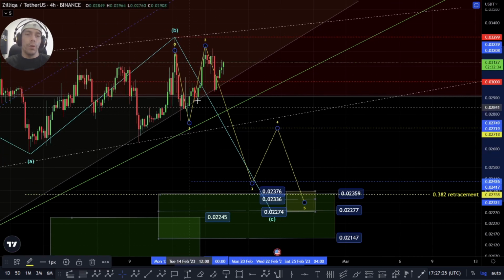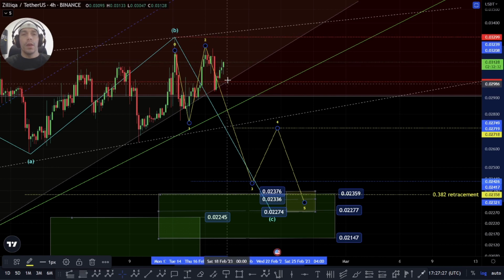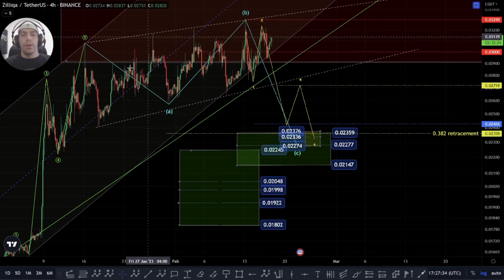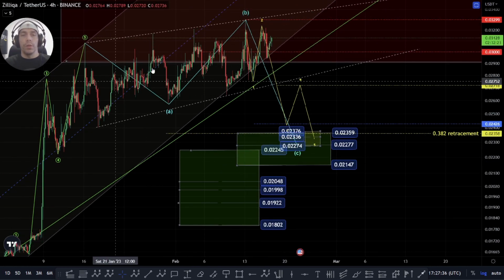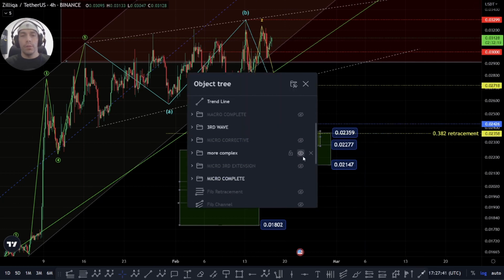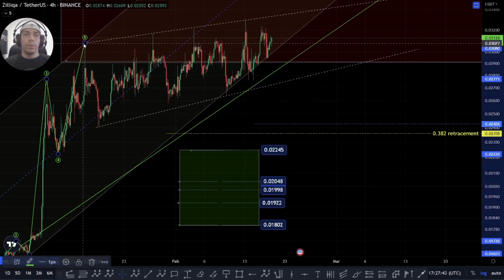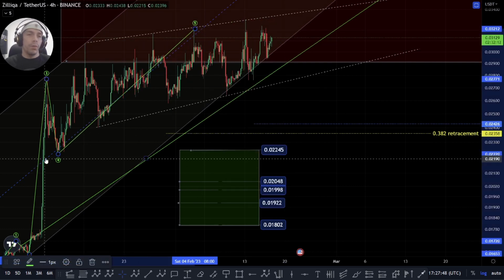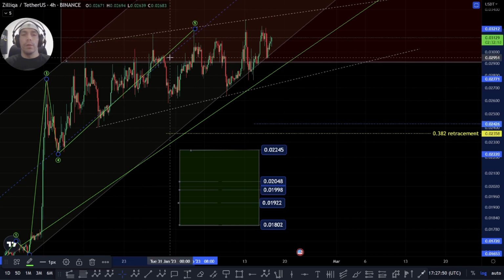Though for as long as we hold this channel support here, we can look for the possibility this could break to the upside. So this is sort of the way that I'm currently looking at it, and I'm looking at this potential as a flat. We can also argue that potentially this is a diagonal within here for a fifth wave. And what we'd be looking for here then is 1, 2, 3, 4, and 5 as a diagonal. So that would then give us this structure here, which could be an A.